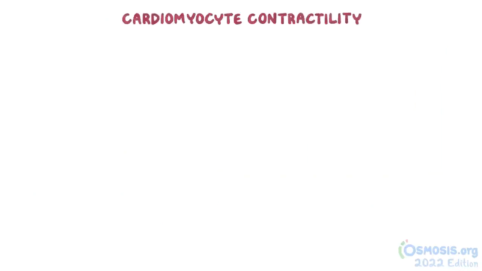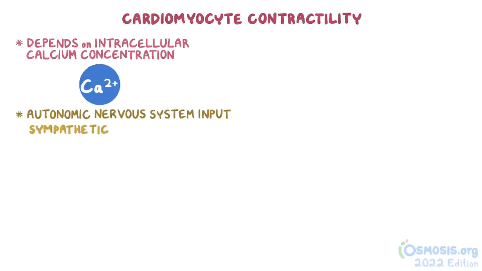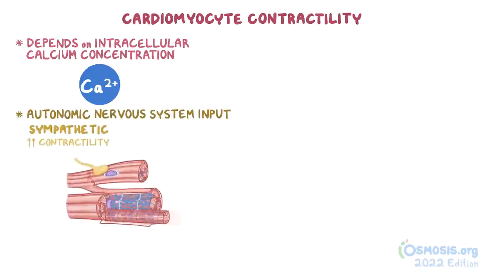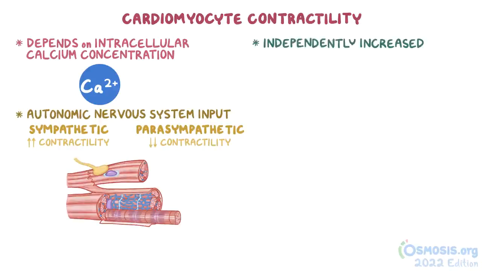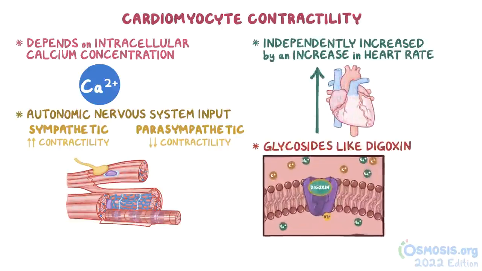Alright, as a quick recap, cardiomyocyte contractility depends on intracellular calcium concentration. This concentration can be modified by autonomic nervous system input, where sympathetic activation increases contractility and parasympathetic activation decreases contractility. Contractility can also be increased independently by an increase in the heart rate. And finally, a class of drugs called glycosides, like digoxin, can be used by patients who need some extra help with contractility, like those with heart failure.